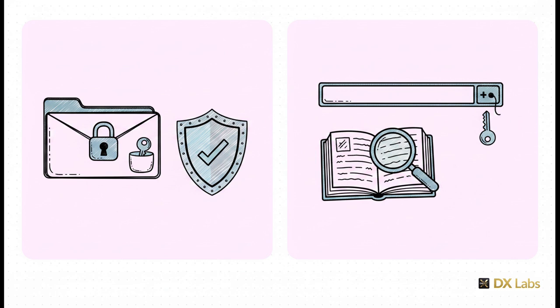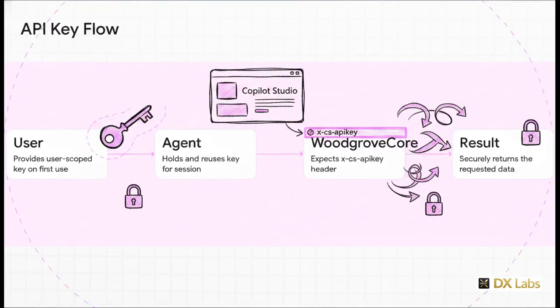For the AB 620 exam, you have to remember this. Header is the more common and far more secure option. You should literally only select Query if the server's documentation explicitly demands it. Let's see what this looks like in practice. Let's say we're connecting to a server called Woodgrove Core. The server documentation tells us it expects the key in a header, and that header must be named exactly XCS AP key. As a maker, you'd select header, and for the parameter name, you'd type XCS AP key so it's an exact match.